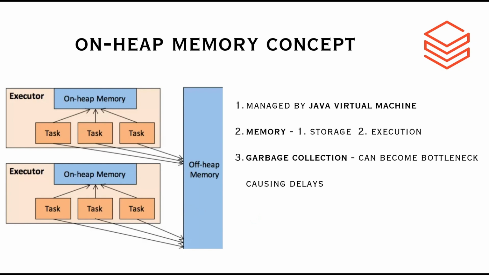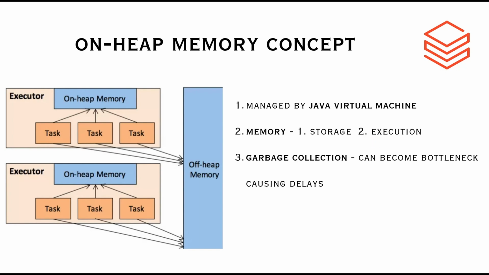This memory is divided into two areas. The first is storage memory, which is used for caching data such as RDDs and broadcast variables. We will have a look at RDDs in the next part. The next one is execution memory, and this is used for operations such as shuffles, aggregations, and joins.